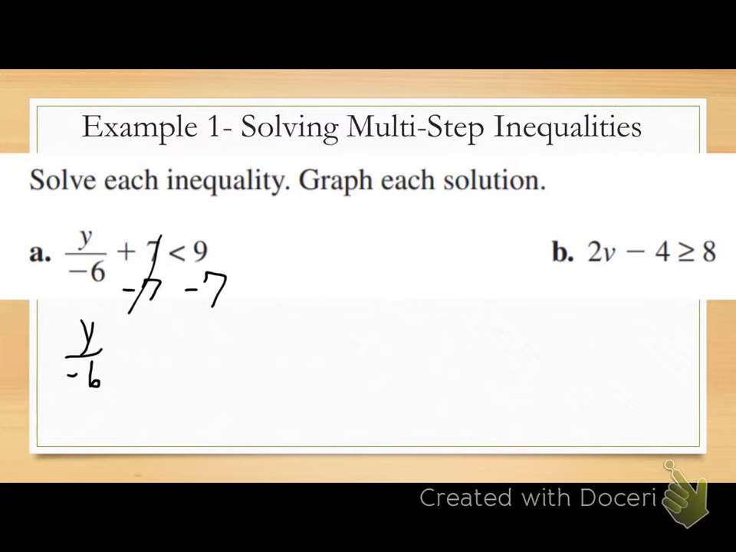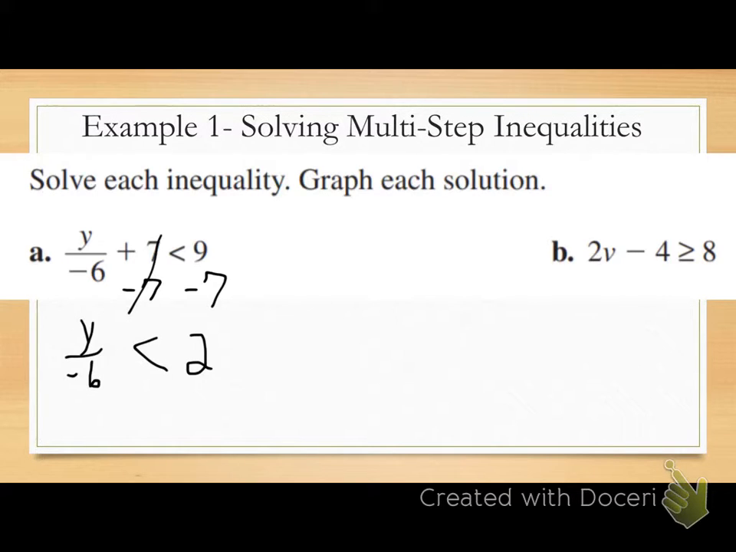What's 9 minus 7? 2. Does my inequality symbol flip or stay the same? It stays the same. Why does it stay the same? Very good. Remember, we only flip it if we multiply or divide both sides by a negative number. Have we multiplied or divided both sides by a negative yet? No, we've only subtracted a number. So it stays the same. Everyone okay with that? Yes.